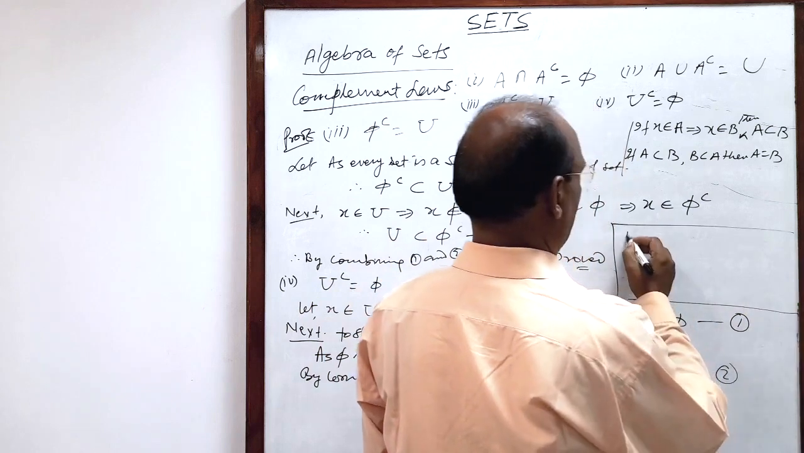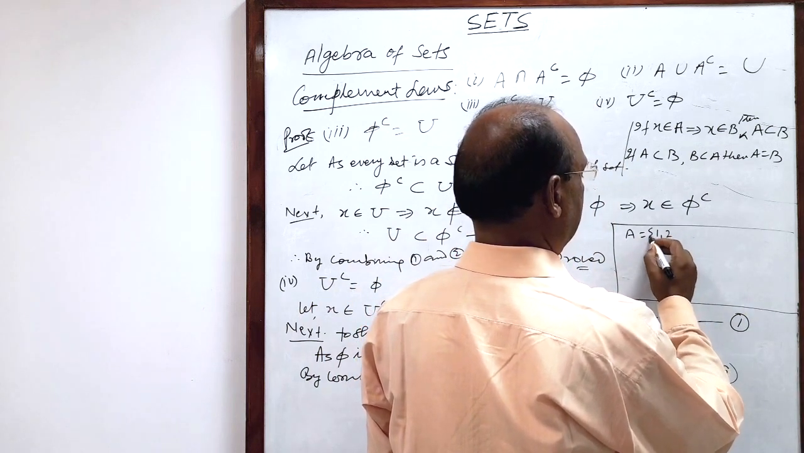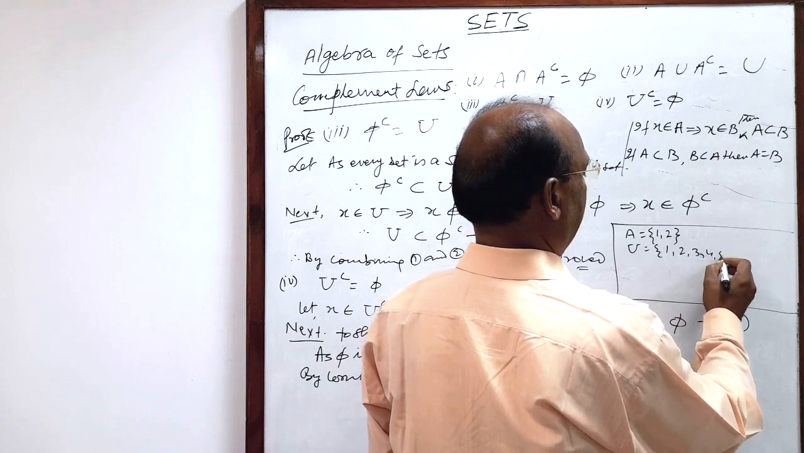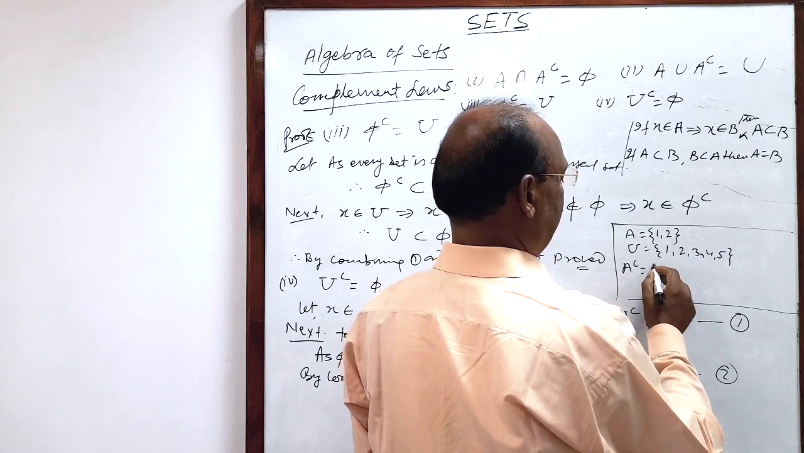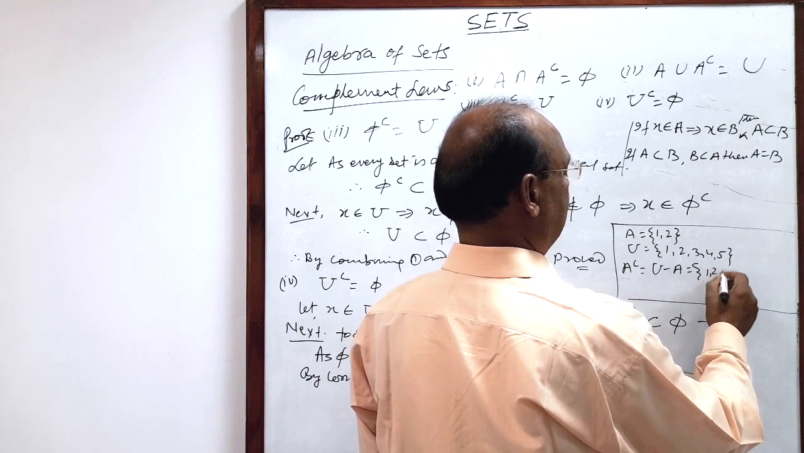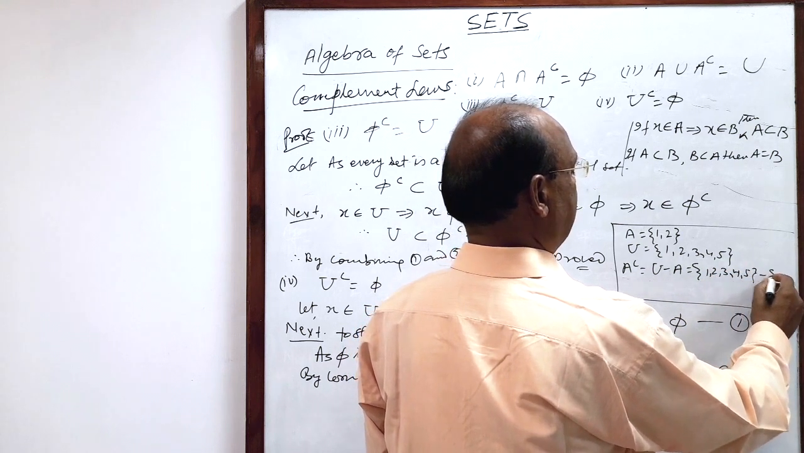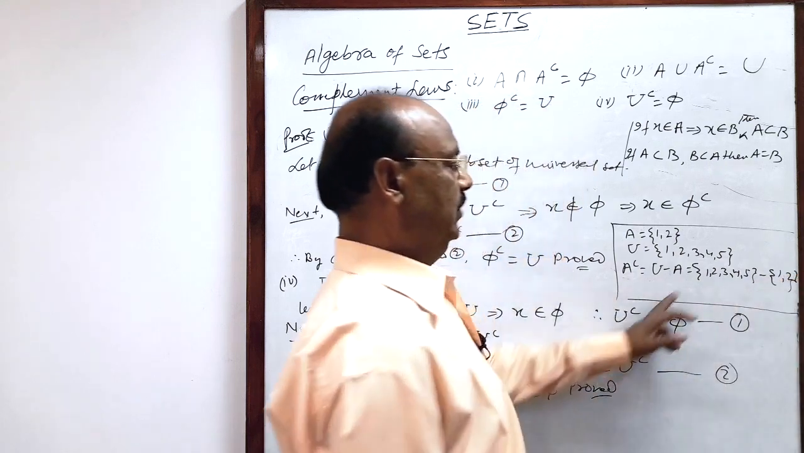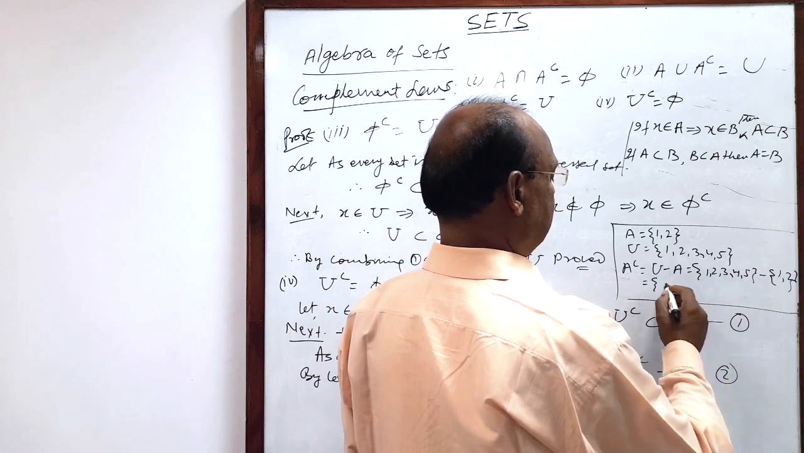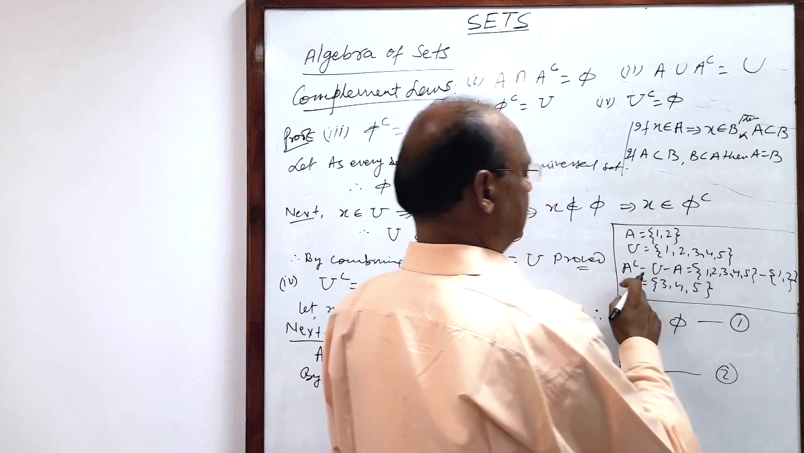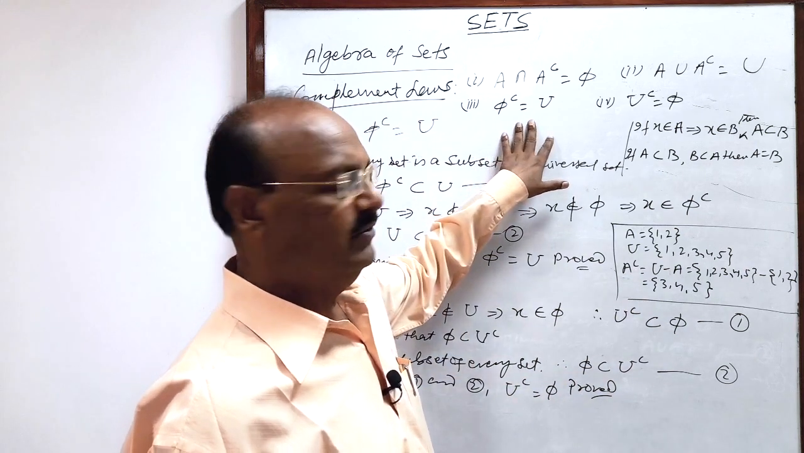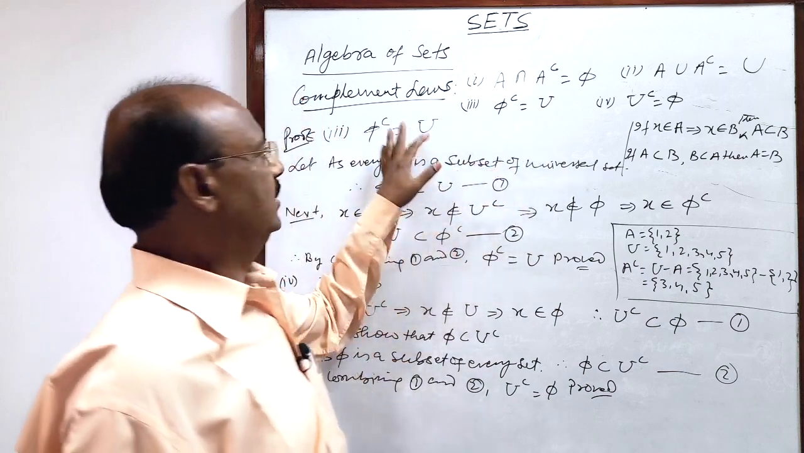What is a complement? Suppose set A has elements 1 and 2, and the universal set has elements 1, 2, 3, 4 and 5. Then how will we get A complement? A complement means the universal set minus set A. The universal set 1, 2, 3, 4, 5 minus the set having elements 1 and 2. So these two elements 1 and 2 will be removed here. So A complement will be a set having elements 3, 4 and 5. So this is the very basic concept of finding the complement of any set, and these laws are based on complements of sets. Okay, so these are known as complement laws.